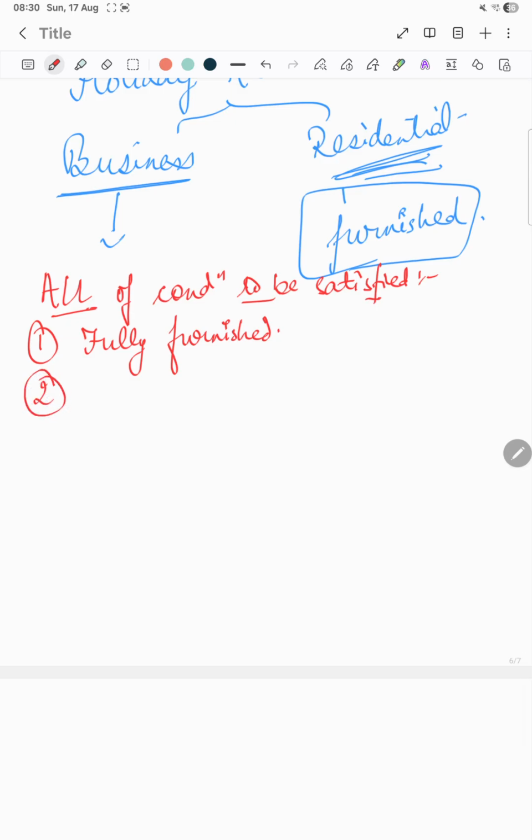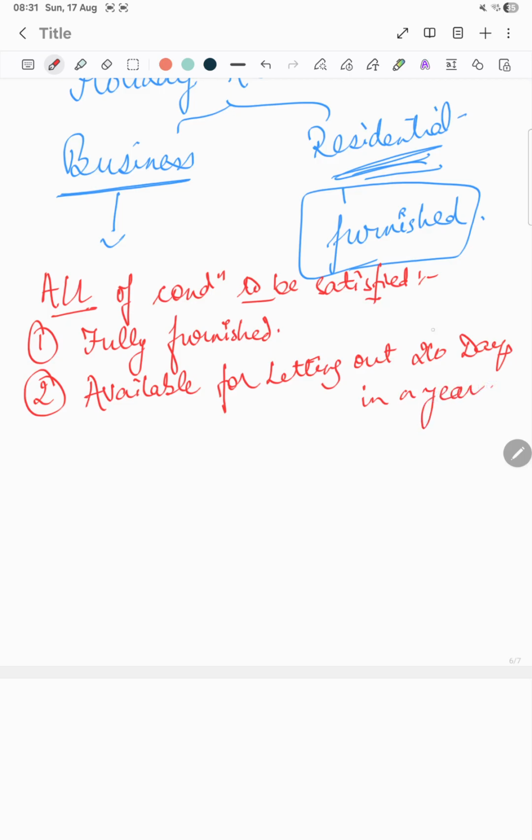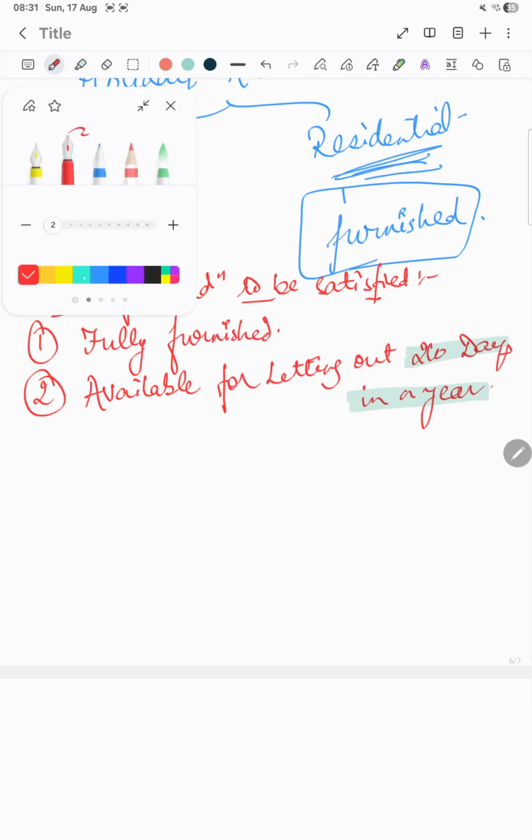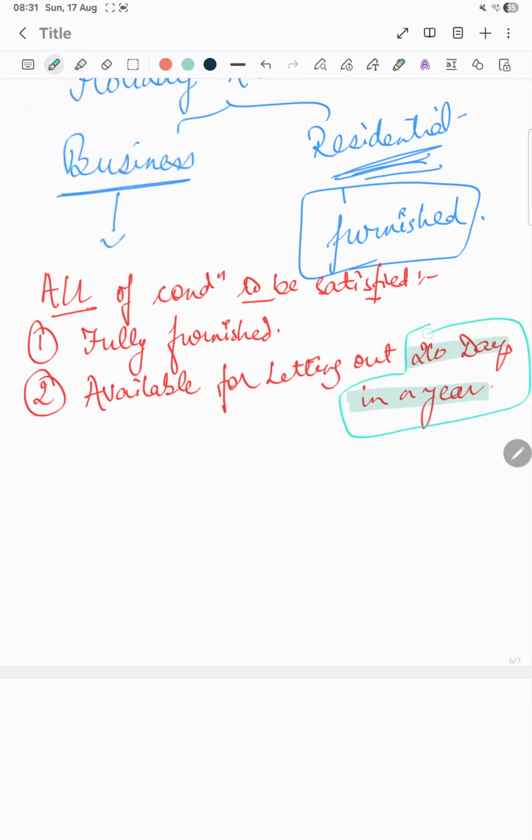Now this property should be available for letting out for 210 days in a year. Now what is the logic of 210 days? Means this should be listed on the website for more than 6 months.